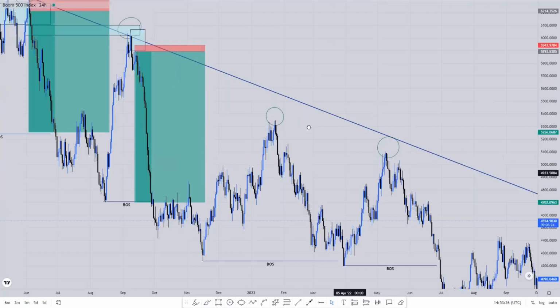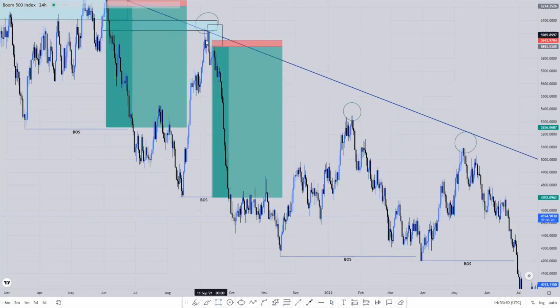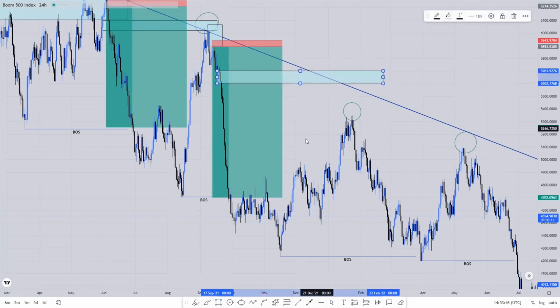So, same thing here, right? Same thing here. They mitigated, they mitigated, they mitigated. The only unmitigated supply was this one. Okay, that was the first zone that you'd have drawn.